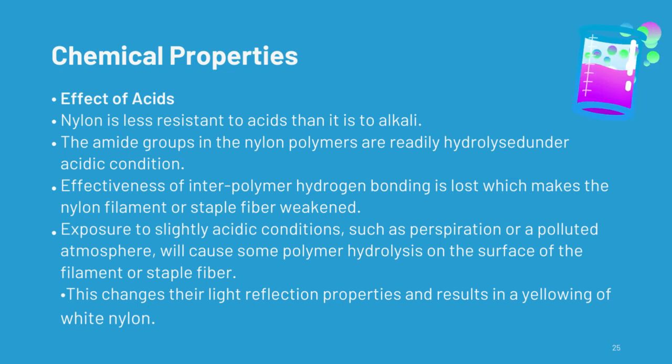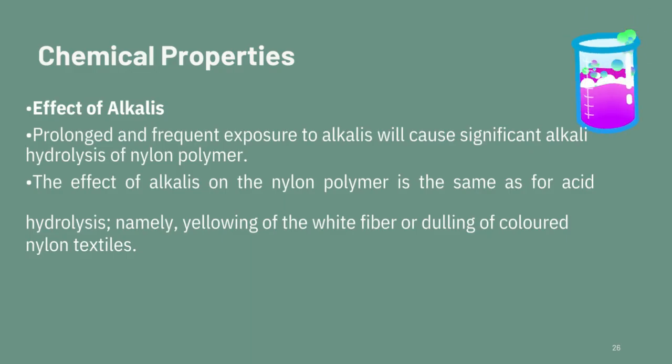Chemical properties: nylon is less resistant to acids than it is to alkali. Exposure to slightly acidic conditions, such as perspiration or a polluted atmosphere, will cause some polymer hydrolysis on the surface of the filament or staple fiber. This changes their light reflection properties and results in a yellowing of white nylon. Prolonged and frequent exposure to alkalis will cause significant alkali hydrolysis of nylon polymer. The effect of alkalis on the nylon polymer is the same as for acid hydrolysis, namely yellowing of the white fiber or dulling of colored nylon textiles.